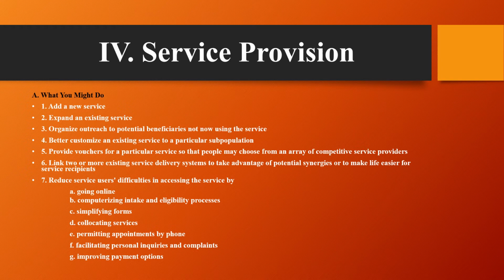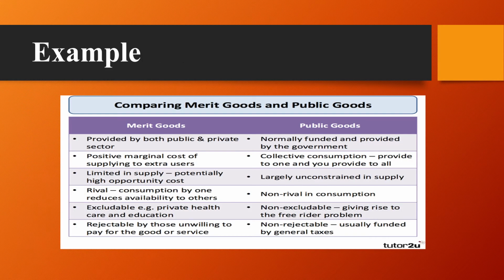Roman numeral 4, service provision. A list of what you might do: add a new service, expand an existing service, organize outreach to potential beneficiaries not now using the service. An example of service provision: merit goods and public goods. Merit goods are provided by both the public and private sector, with positive marginal cost of supplying to extra users. Public goods are normally funded and provided by the government, with collective consumption: provide to one and you provide to all.